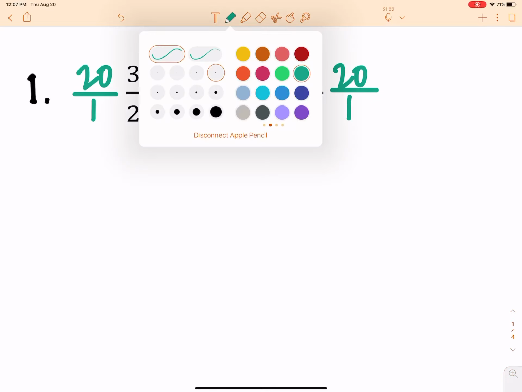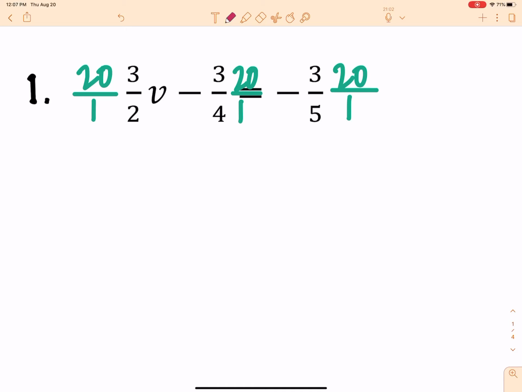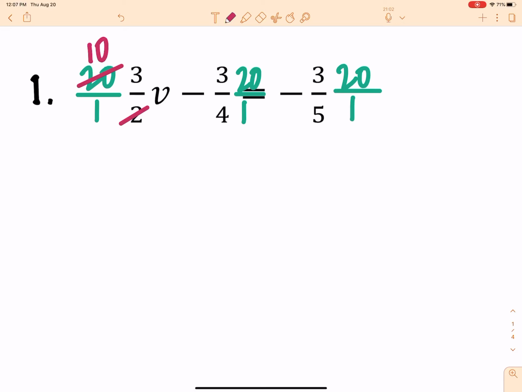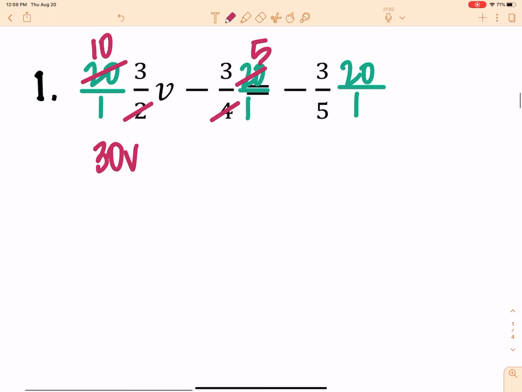Now, the reason you do this is so you can start cross-simplifying. For the first term, 2 goes into 20 10 times, and then we do 10 times 3. So you multiply the numerators across, and you get 30v. Now you do the next one. 4 goes into 20 5 times. Now you multiply the two numbers on top: -3 and 5, -15. 5 goes into 20 4 times. -3 times 4 is -12.